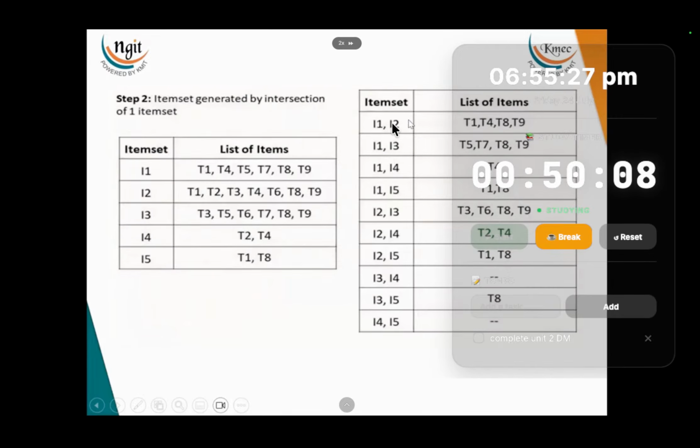Next, I1 and I4. After finding for all the 2 item sets, now we need to consider the count of each item set. I1, I2 is repeated 4 times. I1, I3 is repeated 4 times. I1, I4 is there in only one transaction. Here it is 2 transactions, 4. And next we have 2. And here it is 2. And here, there is no transaction where the I3 and I4 item sets are available. And we have I3 and I5 in only one transaction.